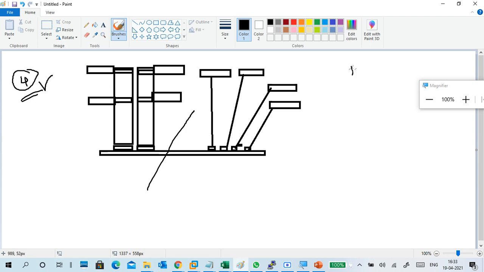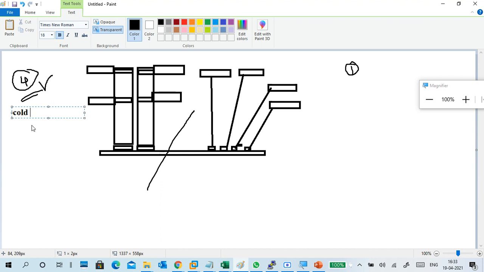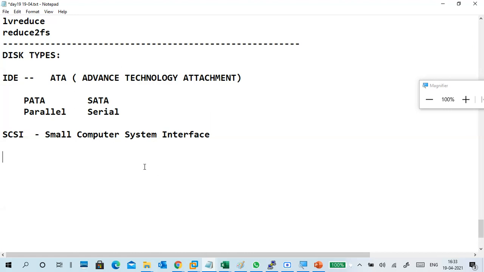So the number of disks is a limitation. This is one part. The second one is that these disks are cold swappable. What is this type of disk? A cold swappable. What is the meaning of cold swappable? Anyone?